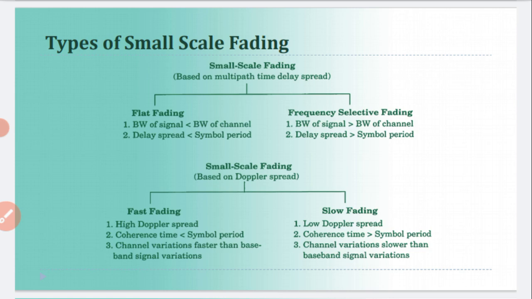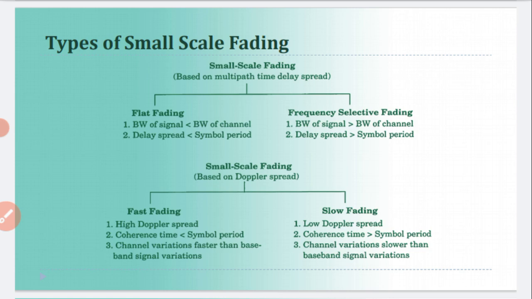And in the second one, delay spread less than symbol period. What is the delay spread less than symbol period? The time duration for sending a signal is represented as the symbol period. So if the delay spread is very much less than the symbol period, it means there will be no fading effect. We can eliminate such fading. That is the case of flat fading.